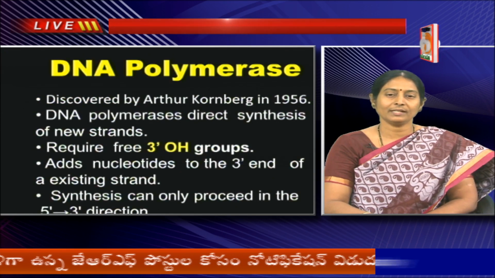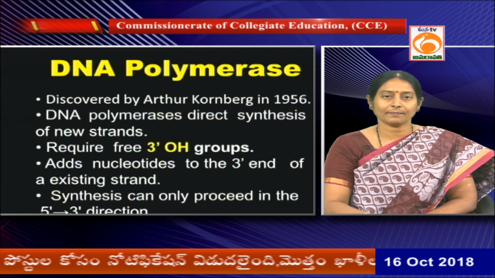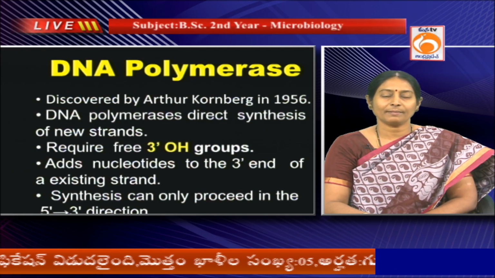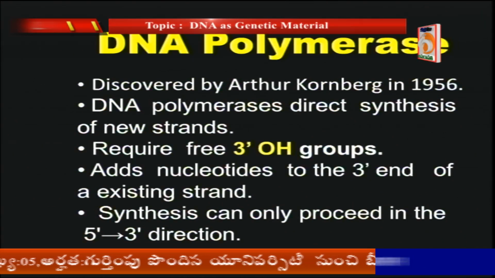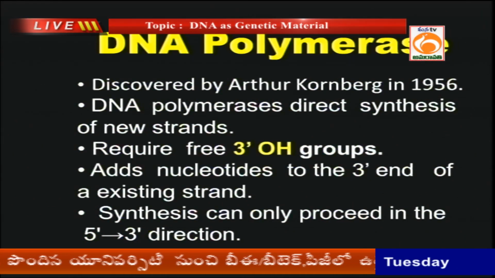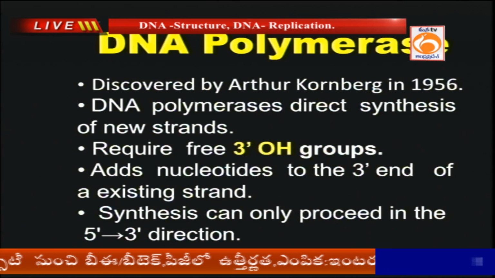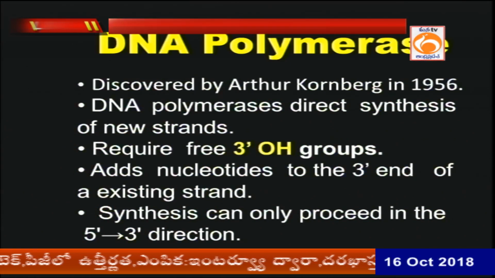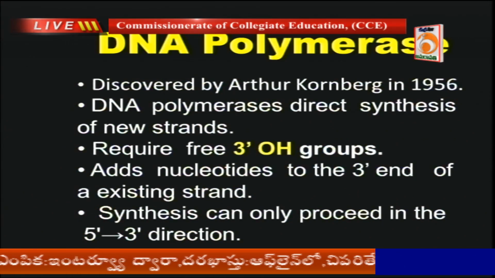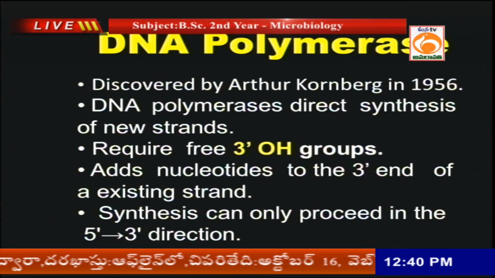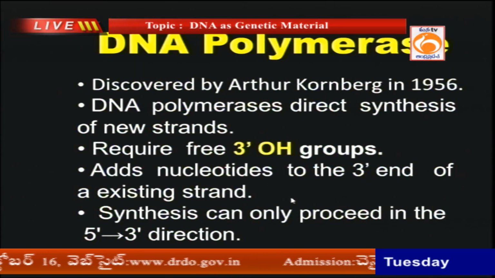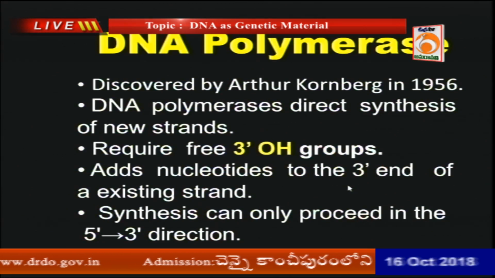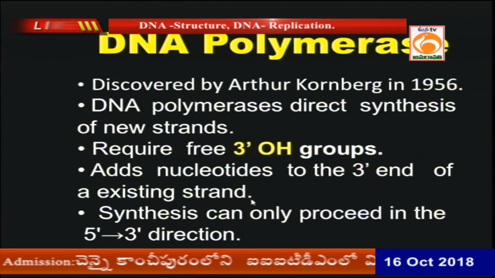Coming to know the details of DNA polymerase enzyme. This enzyme was discovered by the scientist Arthur Kornberg in 1956, and it directs DNA synthesis in 5' to 3' direction, but it always requires free 3' hydroxyl groups. It adds new nucleotides only to a pre-existing strand.